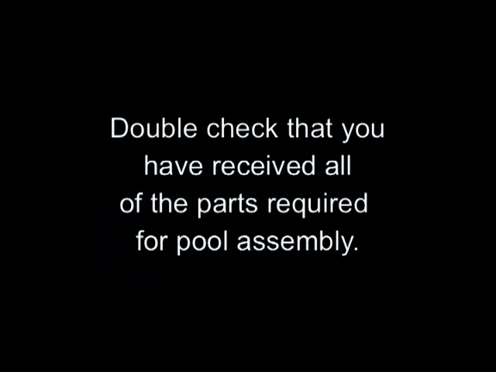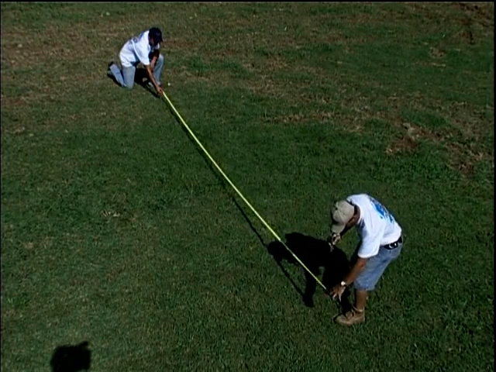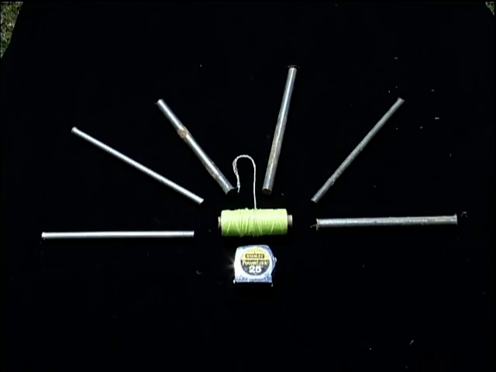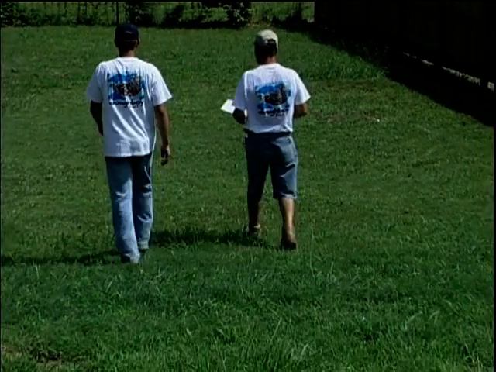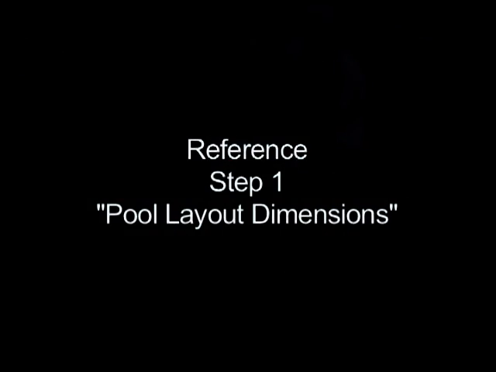Once you have familiarized yourself with all of the parts and have double-checked that you have received all of the parts required to assemble the pool, you are ready to lay out the pool at your selected location and prep the ground for excavating. For pool layout, you will need the following tools: a tape measure, 6 stakes, household baking flour for marking the ground, and a ball of string. After choosing the location, lay out the pool dimensions per the above-ground assembly guide. Please reference pool layout dimensions from your assembly guide.